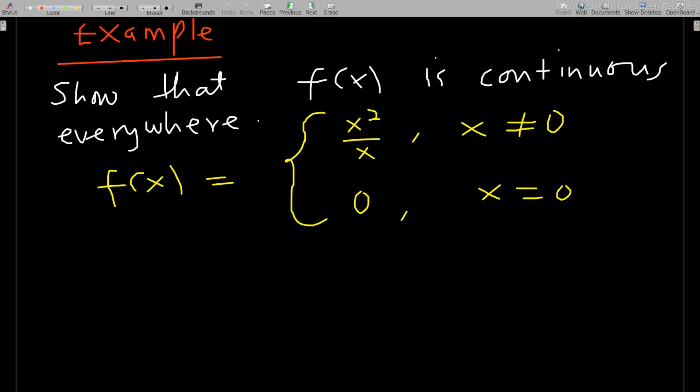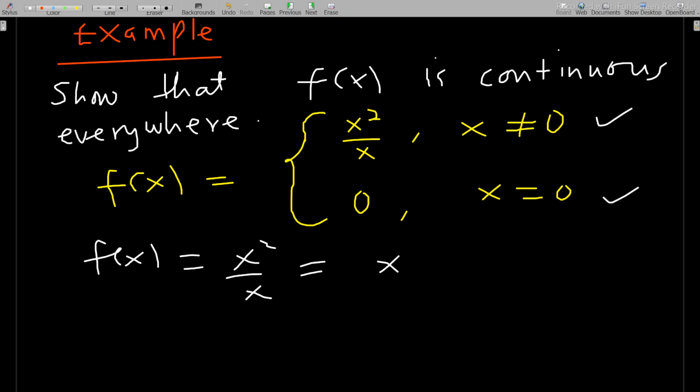Alright, so let's pick an example. Show that f of x is continuous everywhere. f of x is this when x is not equal to 0, and is this when x is equal to 0. With this you can even evaluate f of x. The first one, f of x equals x squared over x, is the same as x. So the question is, for this to be continuous, we are supposed to show that everywhere, at any point, the function is continuous.